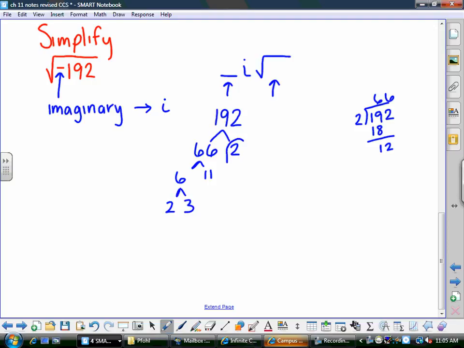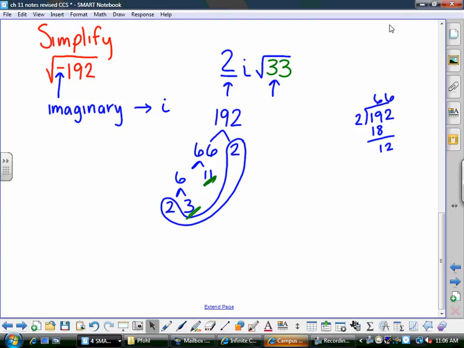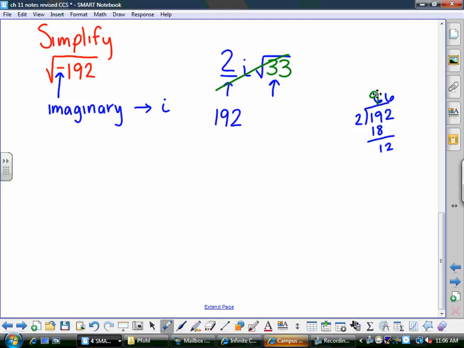So when it's all split up, the only thing I have a pair of are these 2's. So with a pair of 2's, I'm going to put a 2 on the outside with my i, since it's imaginary. And inside the square root is 3 times 11, or 33. Well, okay, so this is not right. That's 96. So this answer's not right. 192, sorry about that, is 96 times 2.